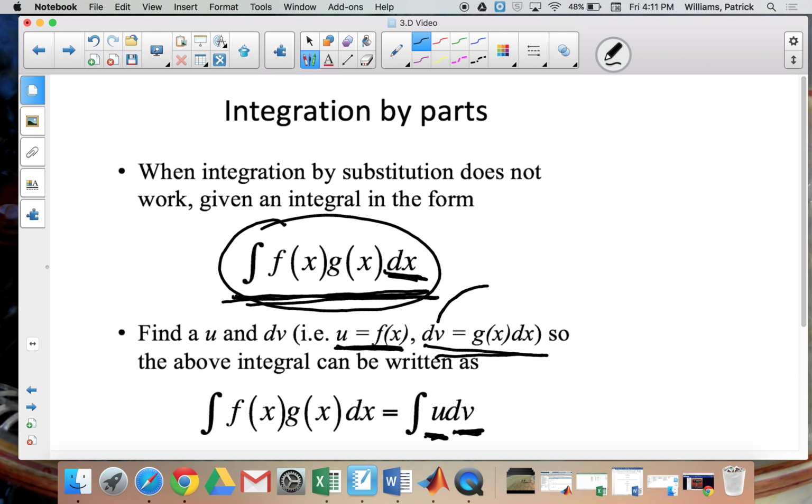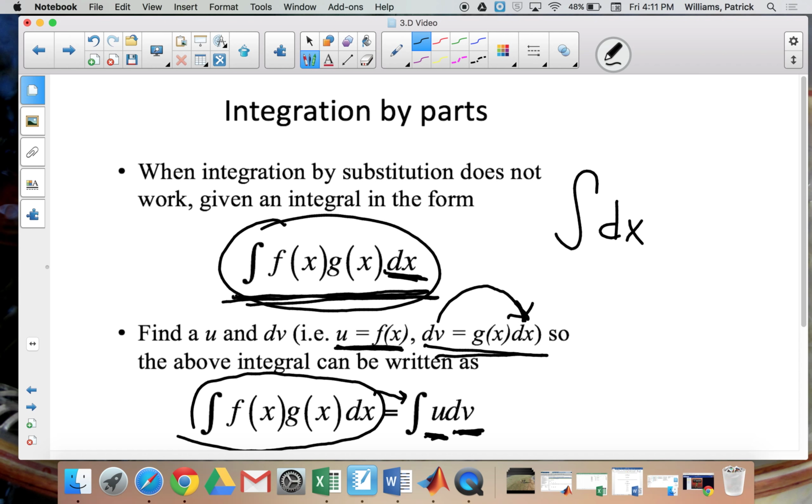Remember, the dv, we always need to have a dx that's associated with that on the other side. So we can write this integral as something like this. And it turns out any integral can be written in this form. Even if we have the integral of just dx, well, in this case, u is equal to 1, and dv would just be dx. So no matter what the integral we have, we can always write it in this form.